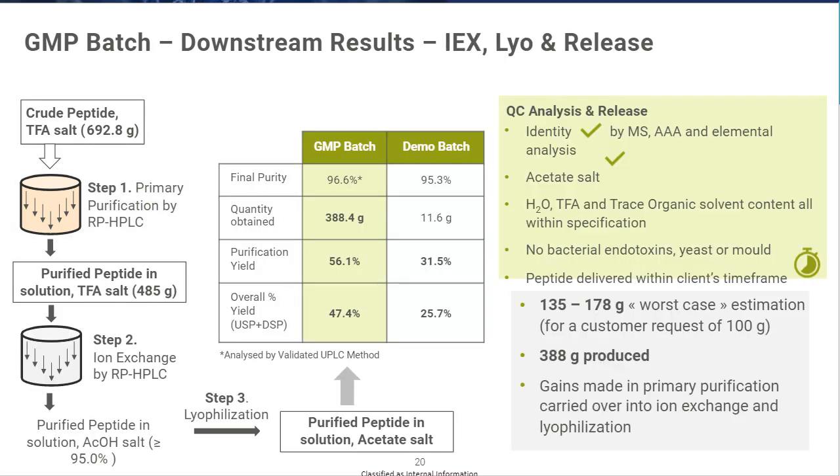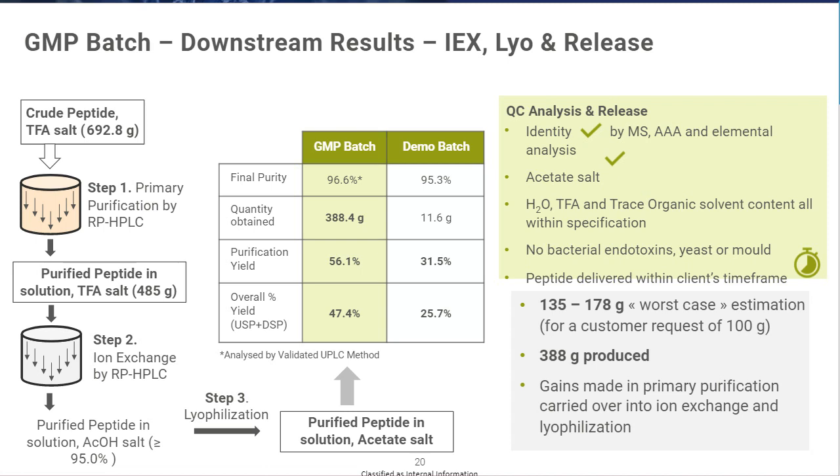So moving forward from primary purification, we then performed our ion exchange. We isolated the peptide as an acetate salt and we lyophilized. And here I've just given a summary of the results from the overall campaign in the table in the middle. So we were able to obtain overall 388.4 grams of peptide from this GMP campaign. Our purification yield was now increased, so it went from 31% to 56%, and it gave us an overall yield of 47.4% versus 25.7% when we compare it to the demonstration batch.